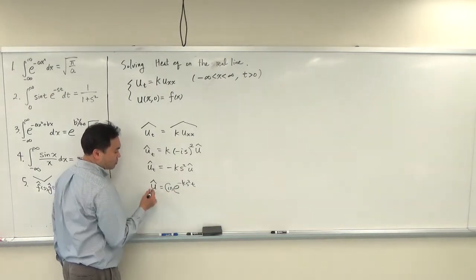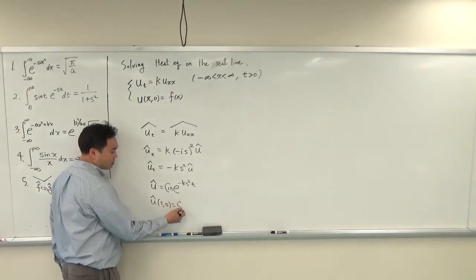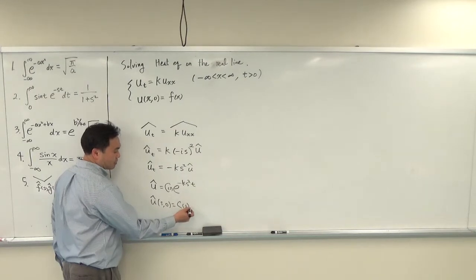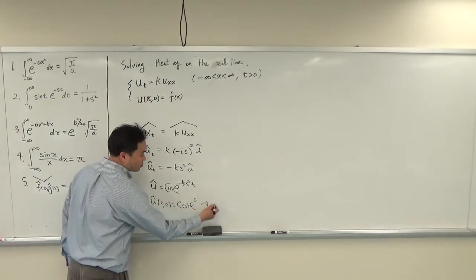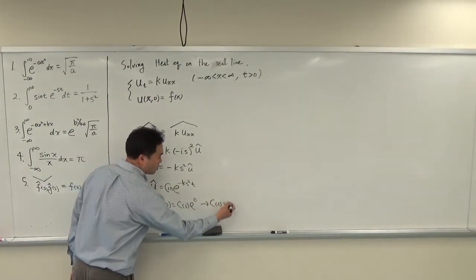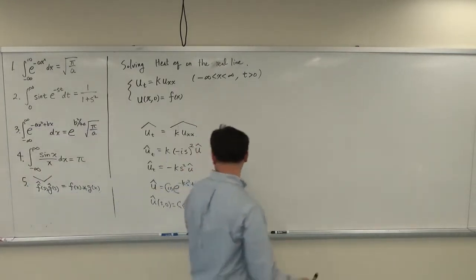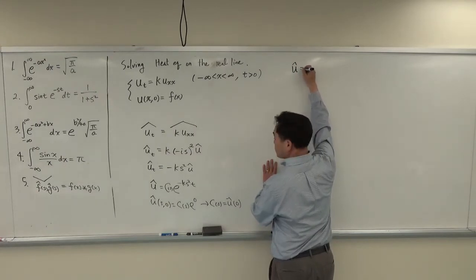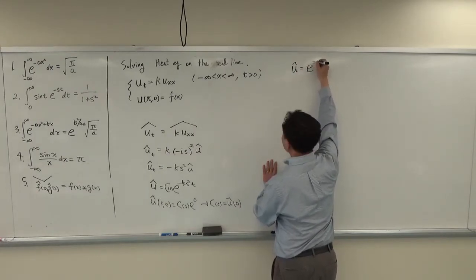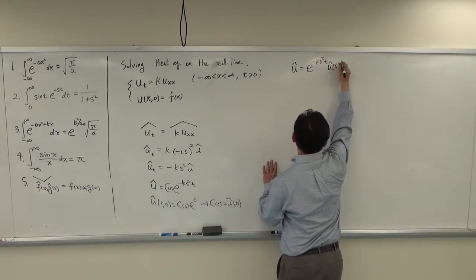And then if you plug in t equal to 0, you see that this is c_s times e to the 0th power, so that this c_s is really u hat evaluated at 0. Okay? So that's what you get. You get u hat equal to e to the negative k s squared t times u hat of 0.